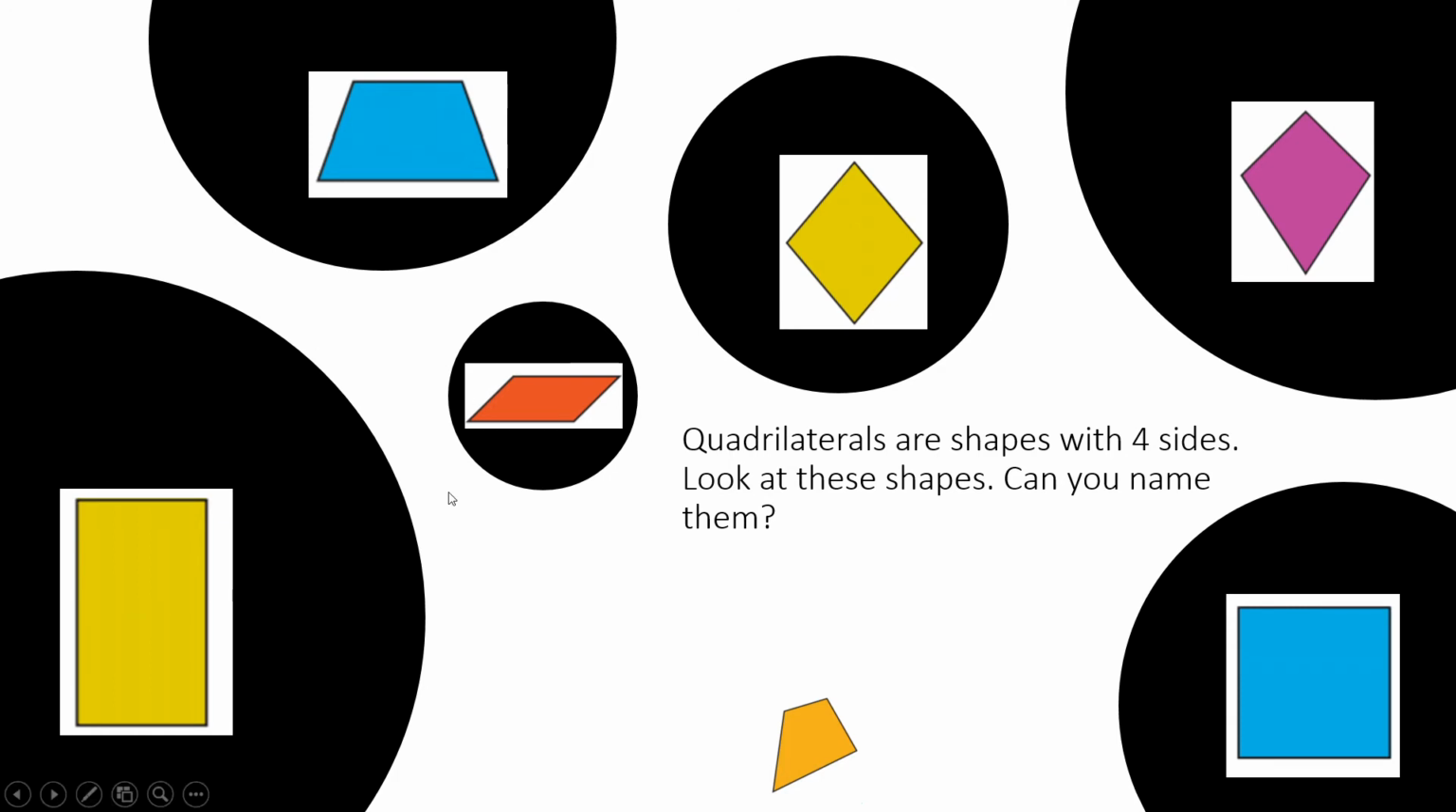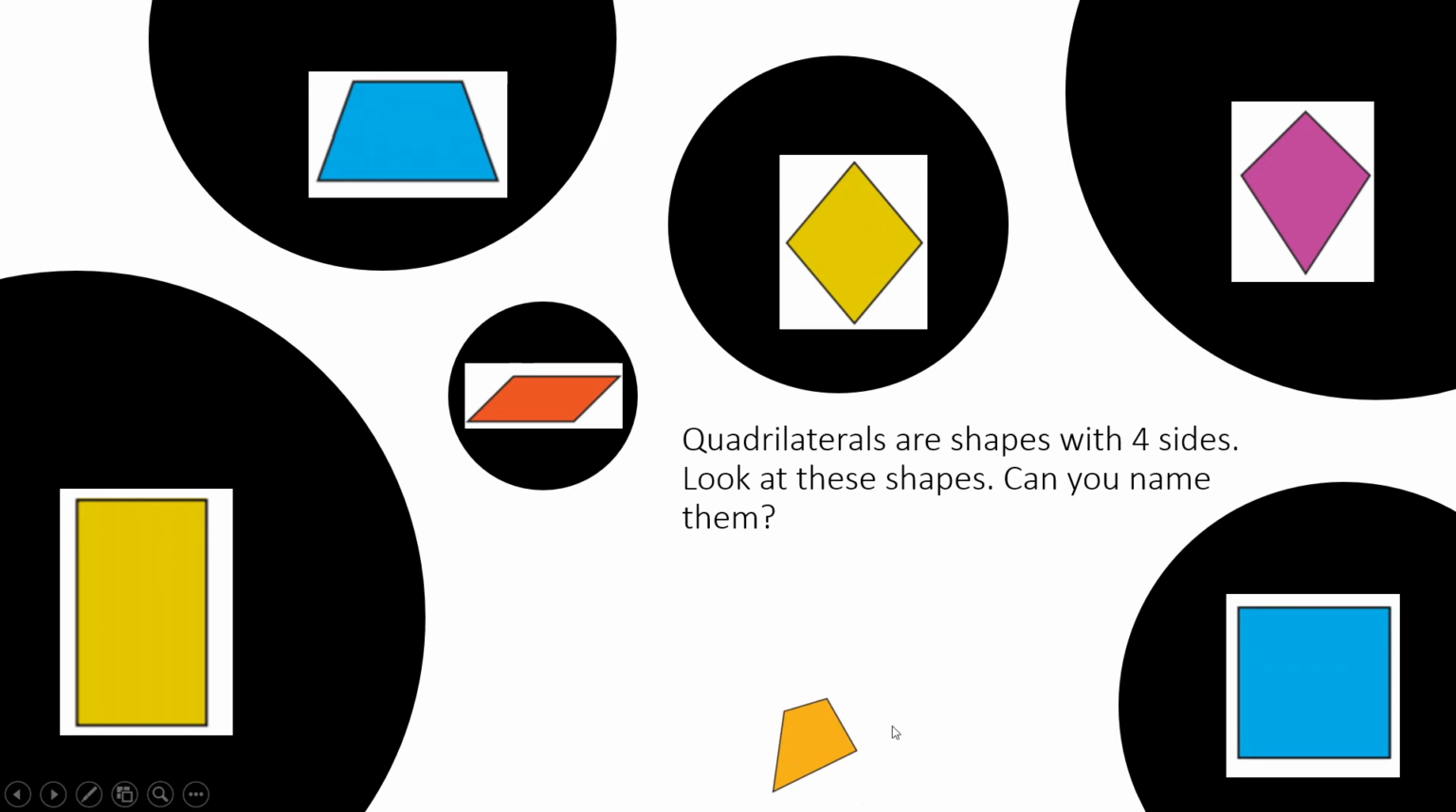Pause the video. So we have got a rectangle, we have got a trapezium, we have got a rhombus, we have got a kite, parallelogram, and a square, equal sides. Now this shape at the bottom is a bit left out. It's a little bit different.